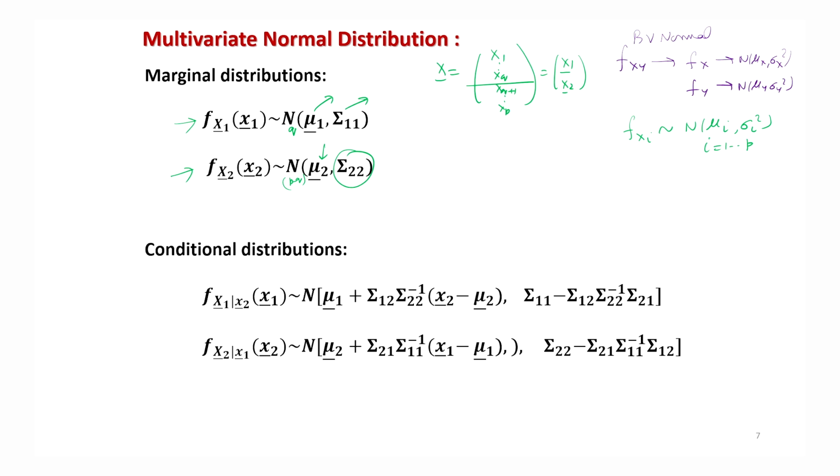So you can see that whatever you did in the case of bivariate normal, where if you have f of xy, then the marginals are univariate normal, the same thing is happening here. If you create two subvectors, then the subvectors are also distributed as multivariate normal, and their mean vector and covariance matrix are suitably partitioned.